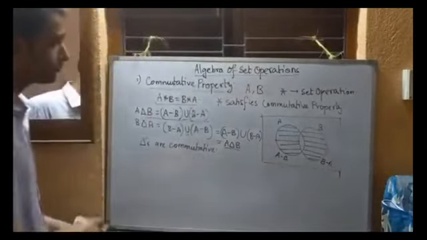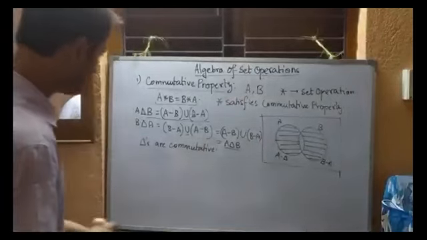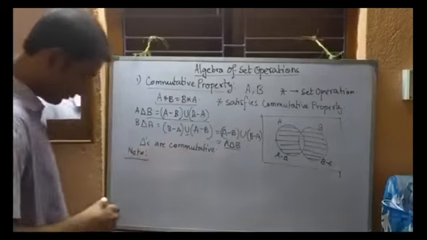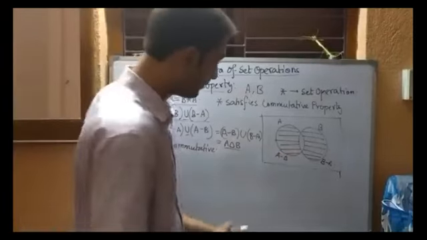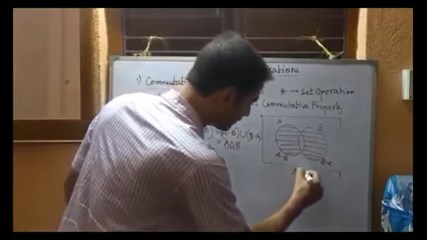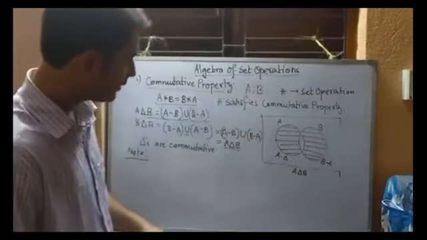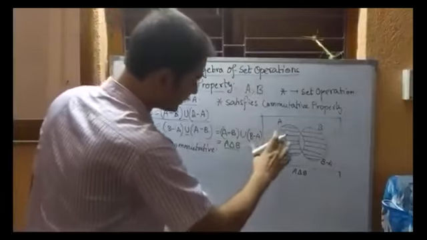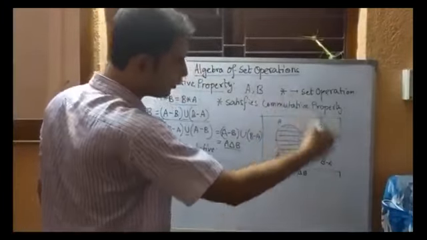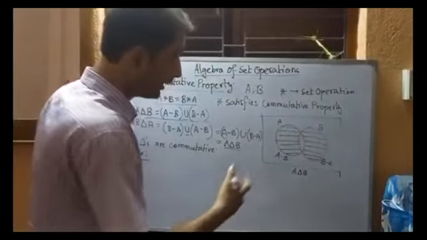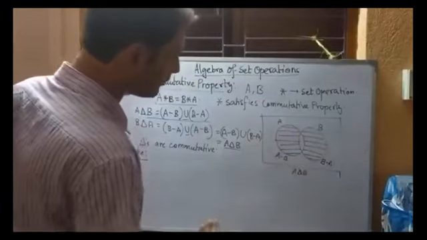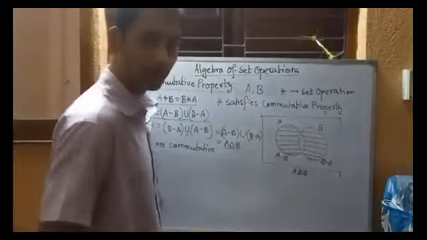Okay, so one thing to note here. See, from the Venn diagram of A delta B, this is the Venn diagram for A delta B. We can also write this as, we take the whole union A union B, and then if we subtract A intersection B from that, we will get this Venn diagram.